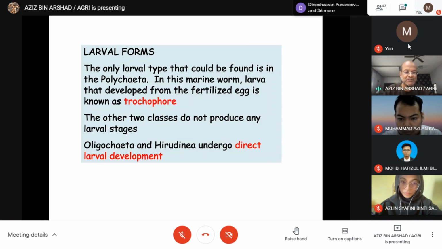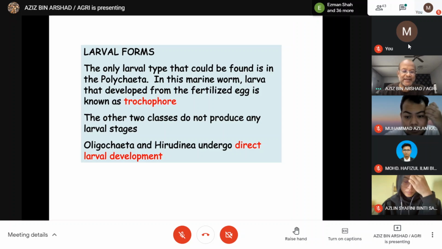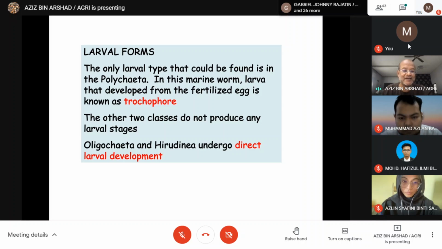The freshwater worm or Oligochaeta, including the earthworm and tubifex, as well as the leeches under Hirudinea, they don't have a larval form. They undergo what is called direct larval development. In direct larval development, the young produced are more like the adult. It's only that they are small in size. So no larval stages.